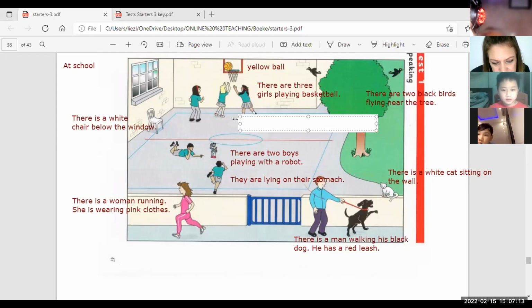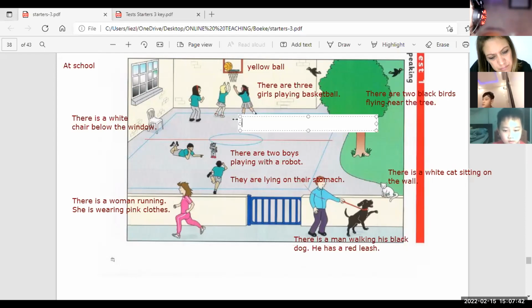Three girls play basketball. There is a white chair, the window. There are two boys play with a robot. There is a white cat sitting on the wall. There is a man walking his black dog. He has a red ear. There is a woman running. She is wearing pink clothes.